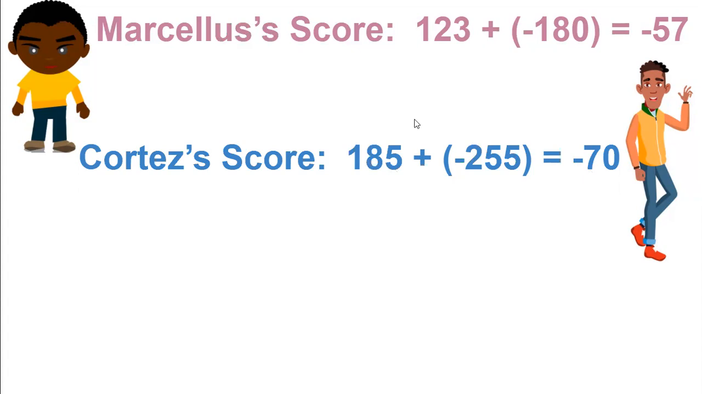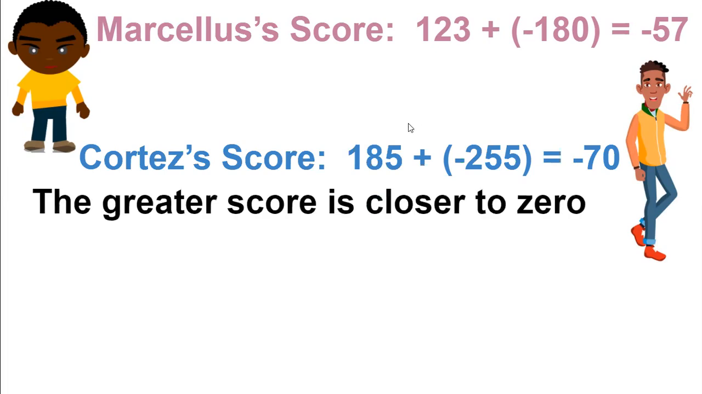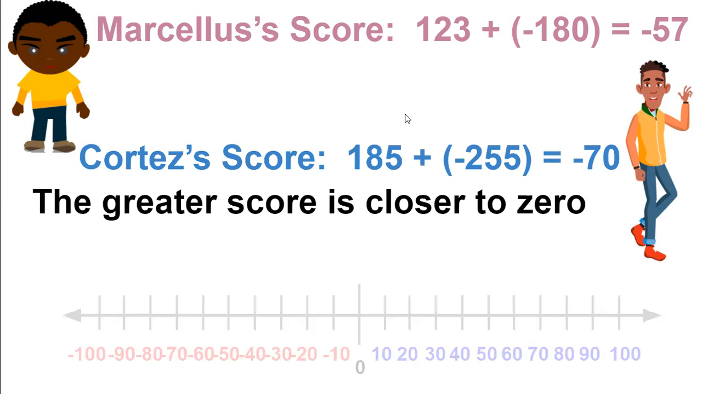So now we have to figure out who won the game. Did Marcellus win the game with negative 57 or did Cortez win the game with negative 70? Who has the higher score? Well, let's take a look. The greater score is the one that is closer to 0. Remember that. On the left side of the number line, the negative side, the number that is closer to 0 is the winner. Okay, the bigger number.